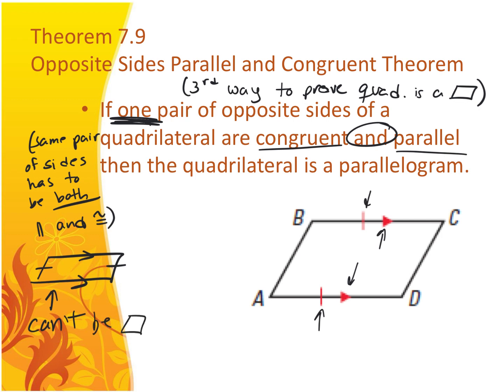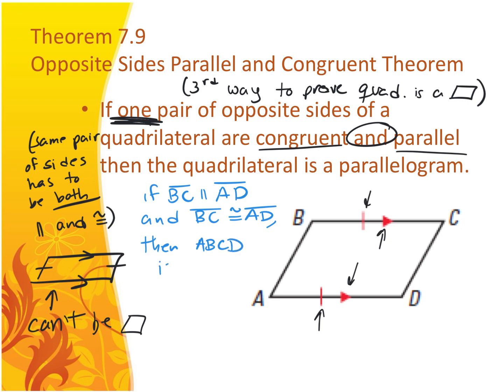But if they tell you, this is the no, the yellow side. I'm going to change the color for the yes. If they tell you, if segment BC is parallel to segment AD, which is what's shown in the diagram, and they tell us also that BC is congruent to AD, then because it's the same pair, we can say that ABCD is a parallelogram. So again, the key right there is it has to be the same segment.